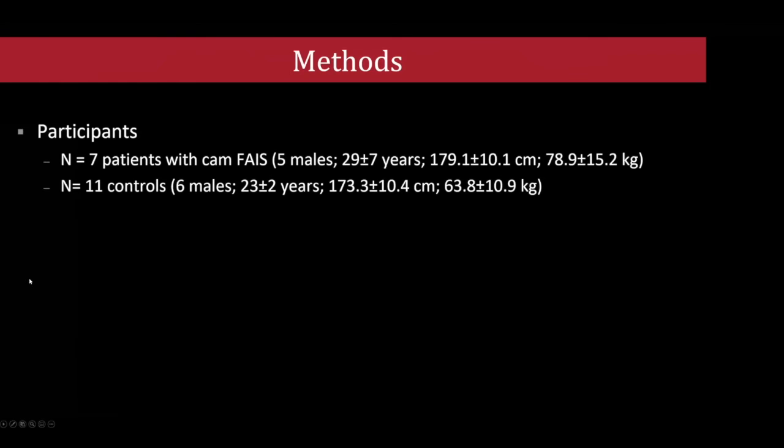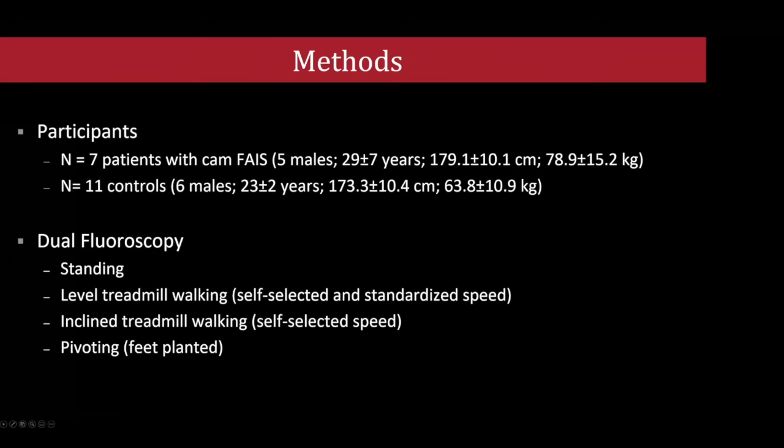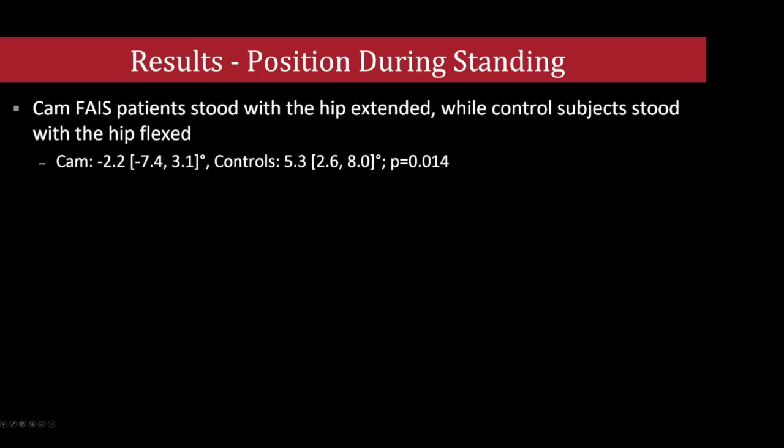And so for the methods, essentially, here are our 7 patients and 11 controls, and we're doing dual fluoroscopy during these activities, which include standing, level treadmill walking, and then we incline the treadmill to 5 degrees. And then we also did pivoting, kind of like a golf swing where both feet are planted and you're just pivoting in and out.